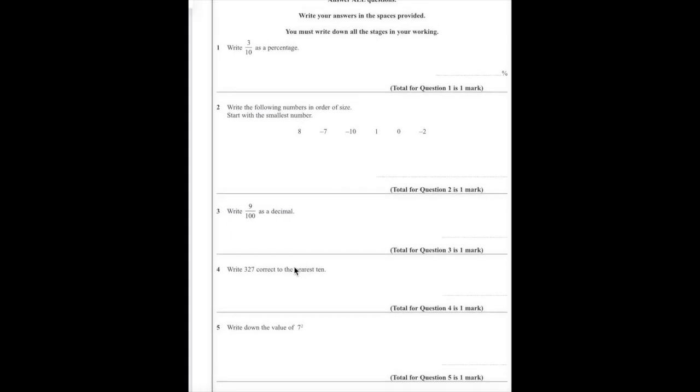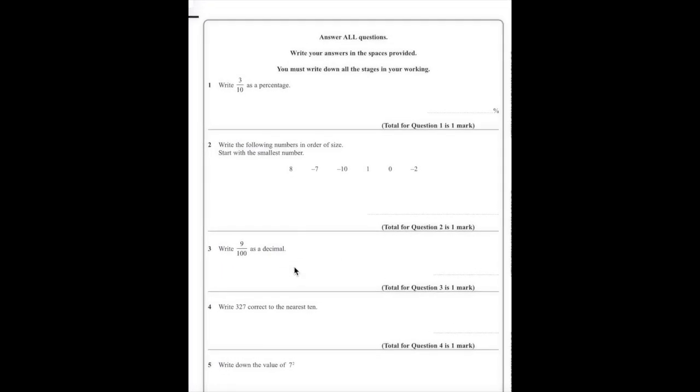So starting off, we have this paper. The first one says write 3 out of 10 as a percentage. So 3 out of 10 is 3 divided by 10, so that's 0.3, and to make a percentage you do 0.3 times 100, so that's 30%. Hopefully all you guys should be able to do that.